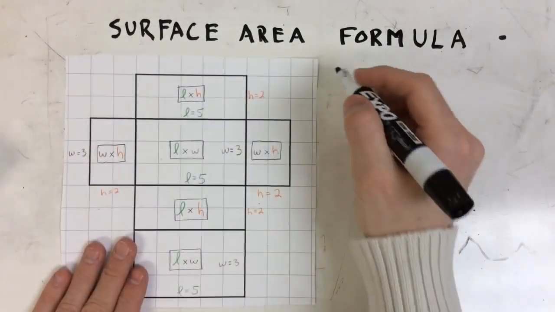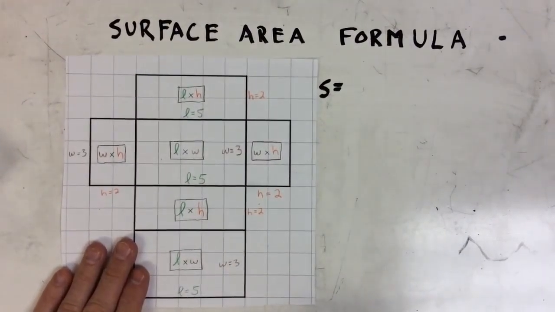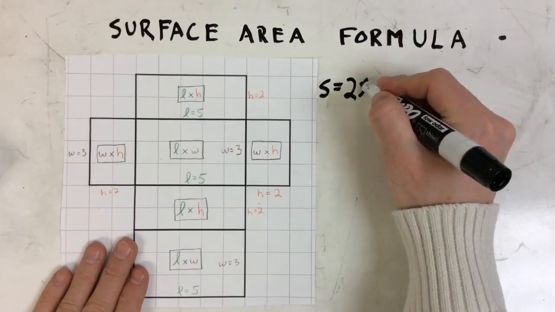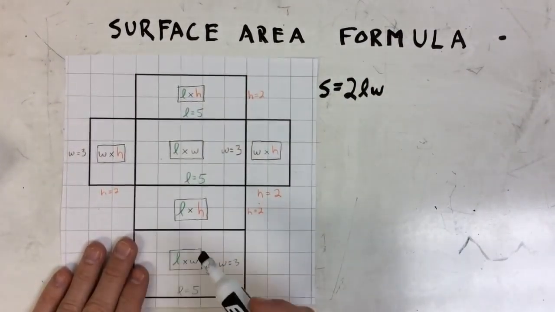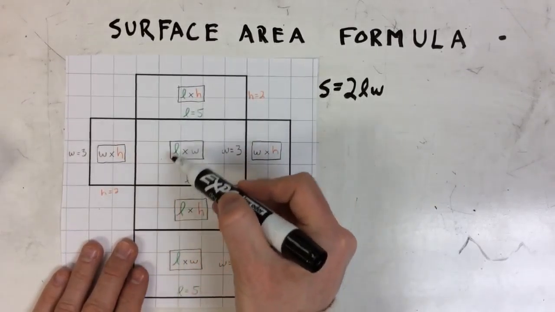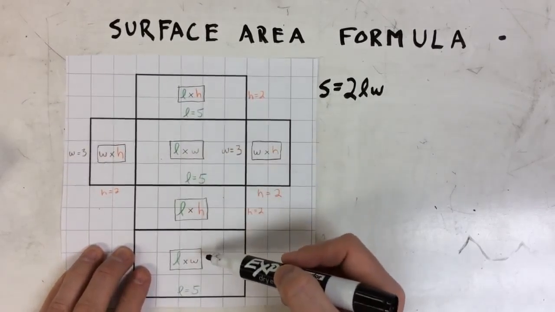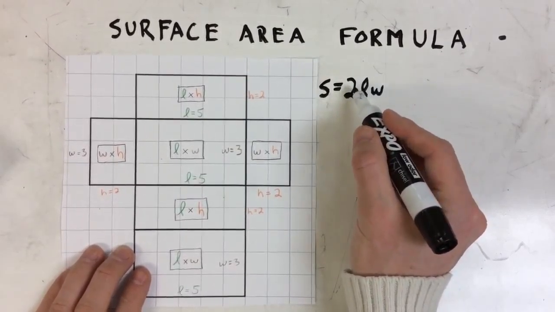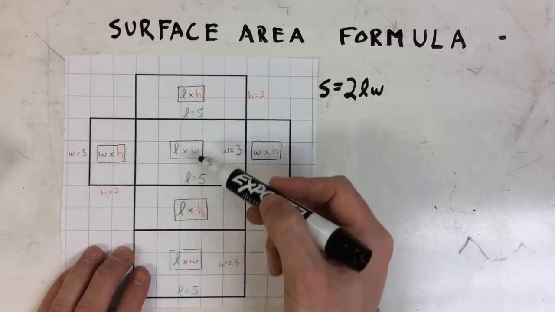Here goes. The surface area of this rectangular prism is equal to 2 times L times W. Where do we get that? Well, 1 L times W is going to be the area of this bottom, but we need 2 of them because there's the bottom and the top. So we multiply L times W, but then we double that. So the formula there is 2 times L times W. That gives us the area of these 2.